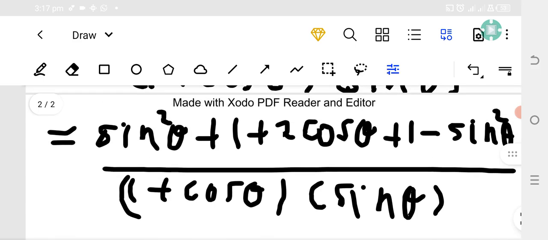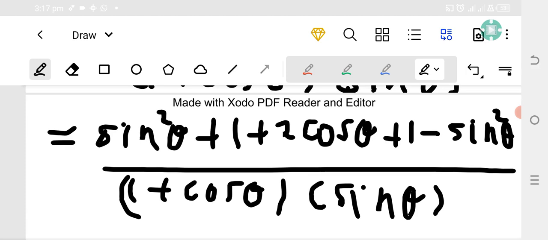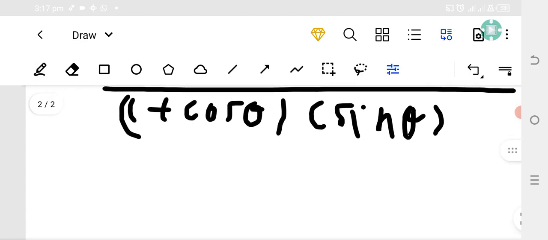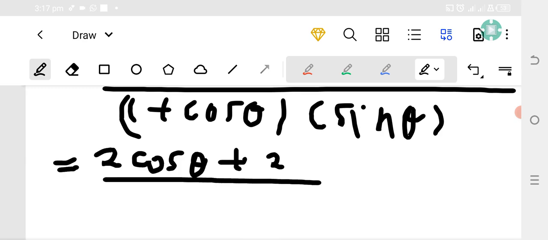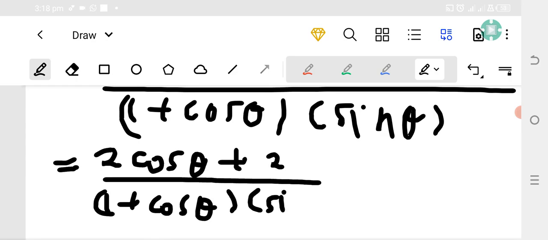And as you can see, at this stage where we have reached, there are a few things we can cancel out. The first thing we can cancel out is what? We can cancel out the sine theta squared with the sine theta squared there. And then we have 1. We have a 1 there and a 1 there. So I'm going to say 1 plus 1 is what? Is 2. So it's equal to 2 cos theta plus a 2. Like that, you divide by 1 plus cos theta multiplied by sine theta.